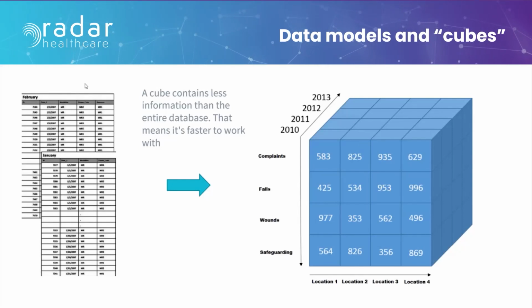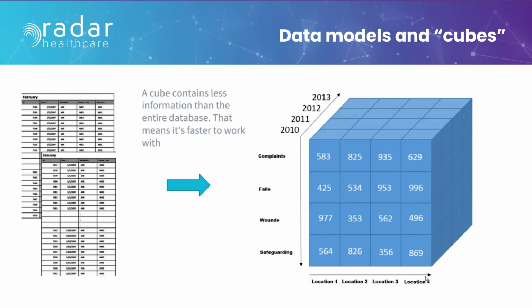So here, for example, we might have millions of records around events and things that are happening within the organization. We take that data and we basically turn it into what's called a data cube. If you see here on the left-hand side, we've got complaints, falls, wounds, safeguardings, we've got the locations, and then we've got a date time frame in there as well. So if you think about it in its simplest sense, putting the data into the cube means you can quickly get an answer. For example, I know that in 2010, there were 996 falls at location 4. So the system's not having to work that out.